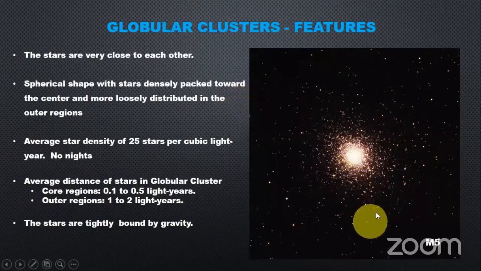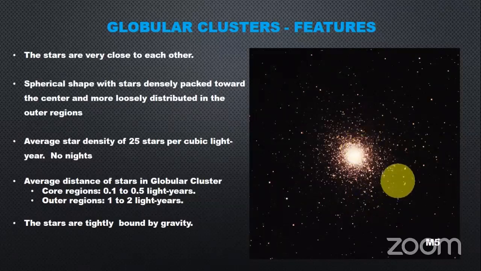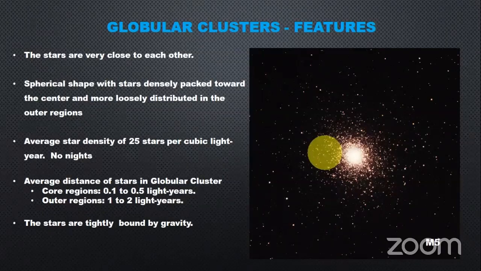Then here we have a globular star cluster. This is M5. This image was taken from our lab. We used the Los Comet Observatory to take an image of this star cluster. Of course, we did a color combination to produce this image. The stars are very close to each other. If you observe it, they are very, very close to each other.